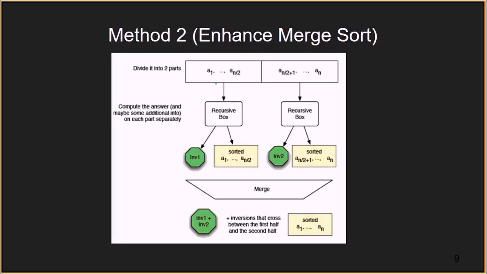Here is the big picture of the enhanced merge sort algorithm. We divide the array recursively into two halves and compute the answer for those two halves. Now suppose we know the number of inversions in the left and right half of the array. Then what kind of inversions are not accounted for in inversion 1 plus inversion 2? Well, the answer is the ones we have to count during the merge step. Therefore, to get the total number of inversions, we need to add the number of inversions in the left subarray, the right subarray, and in the merge step.